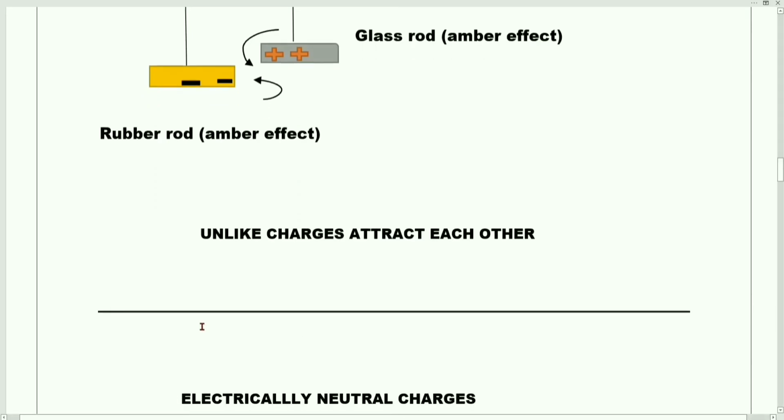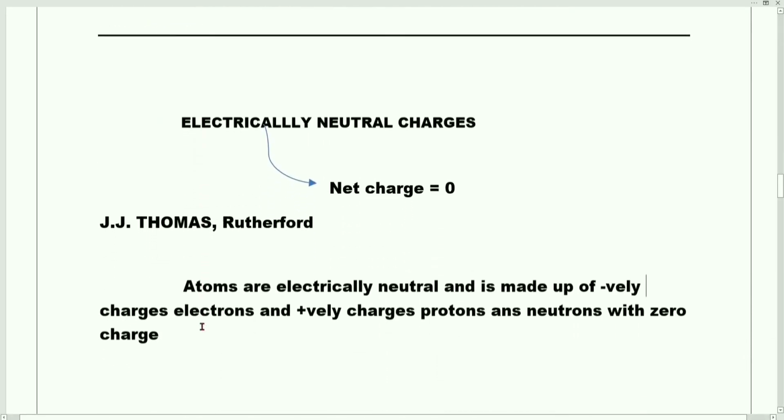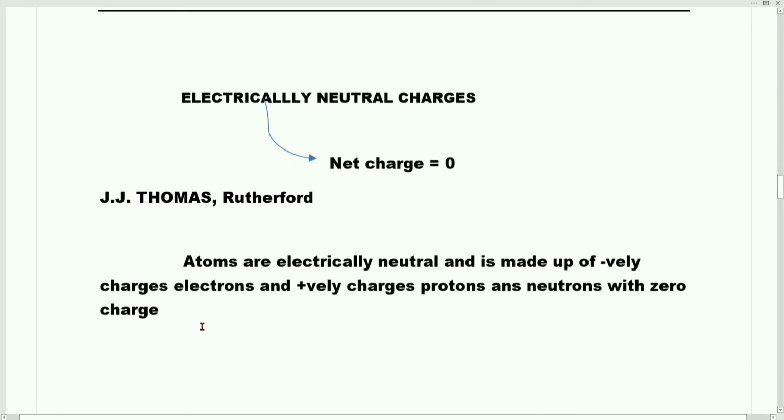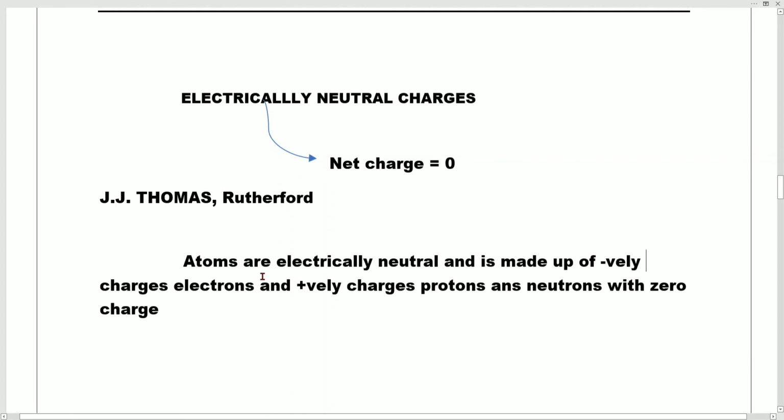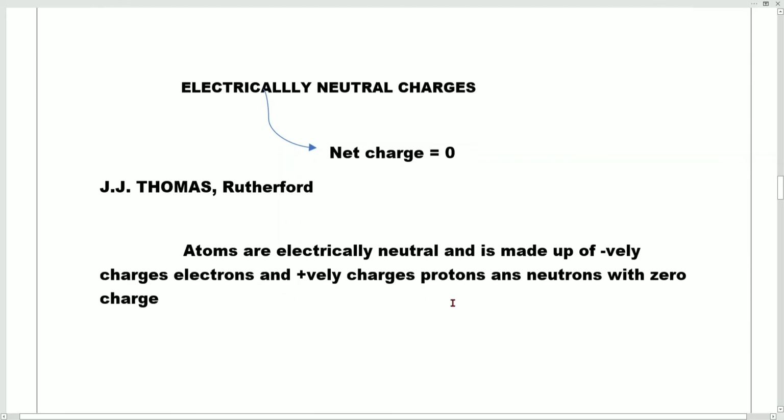Now let us learn about electrically neutral charges. If the net charge on an object is 0, then the object is said to be electrically neutral. Scientists J.J. Thomson and Rutherford explained that atoms are electrically neutral and is made up of negatively charged electrons and positively charged protons and neutrons with zero charge.